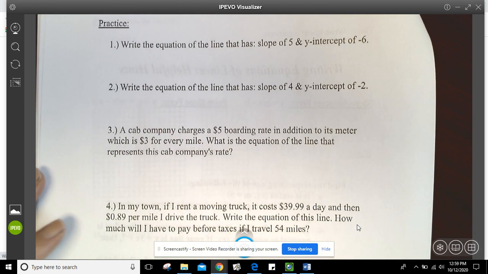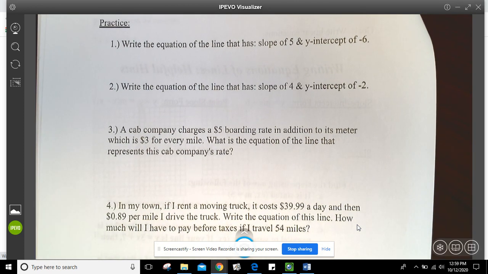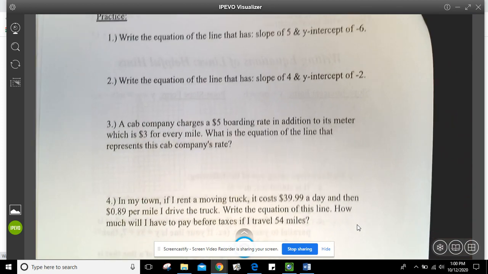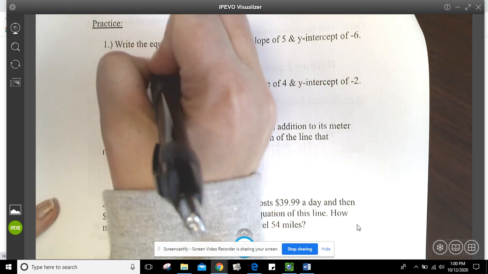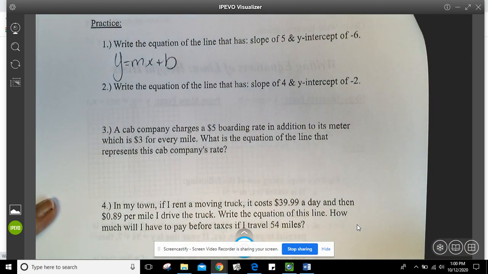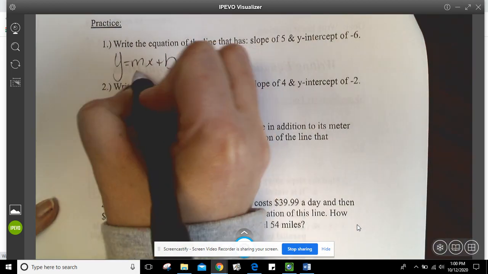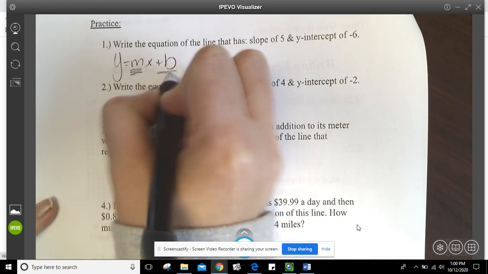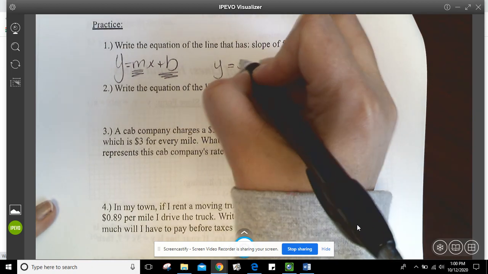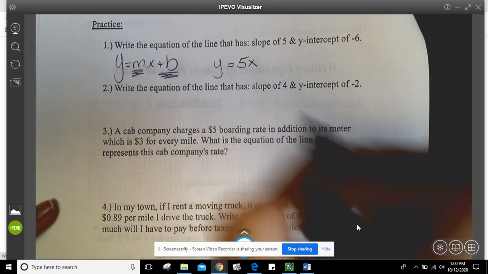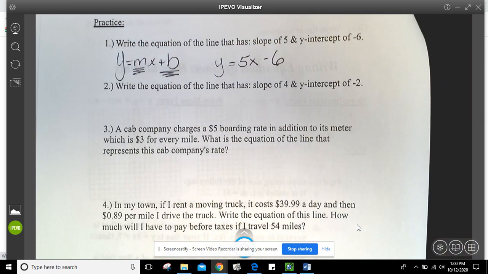So for number 1, it says write the equation of a line that has a slope of 5 and a y-intercept of -6. This one is easiest if you use y equals mx plus b. Remember from last section, we know that the m is our slope and the b is the y-intercept. So all I'm going to do is plug in the 5 for m, because that's my slope, and then the -6 for b, because I know that's my y-intercept.